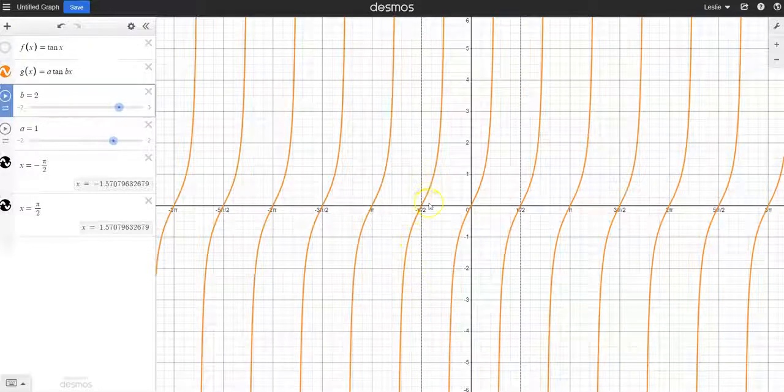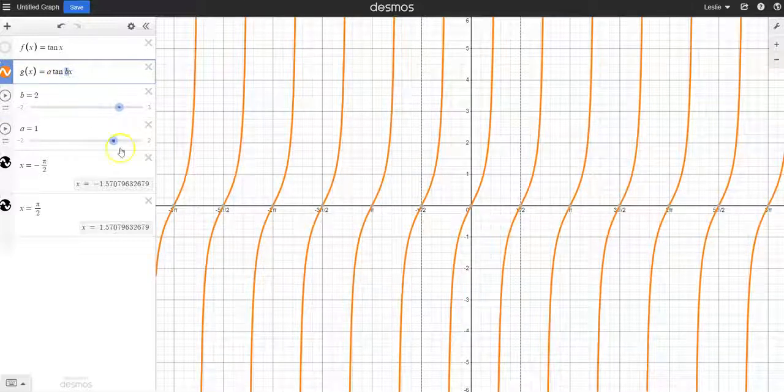I have a positive half of a cycle, a full cycle, and then a negative half of a cycle. And that's a total of 2 cycles. So this number here is how many cycles I get. That number is not the period, it's how many times you get a tangent graph in the normal period.